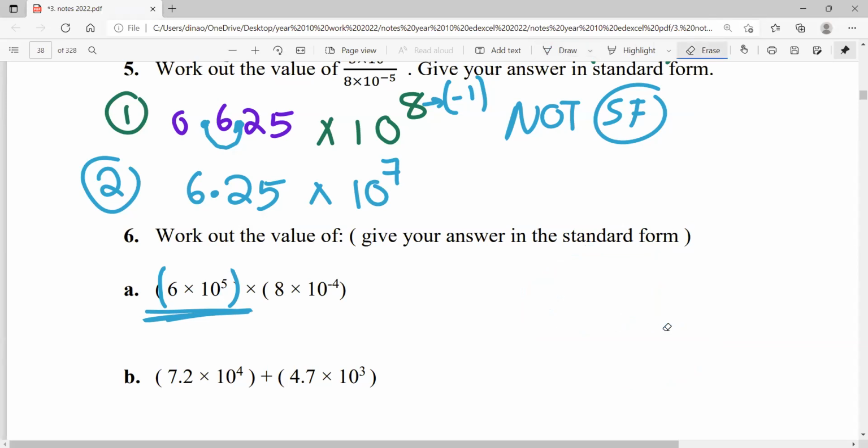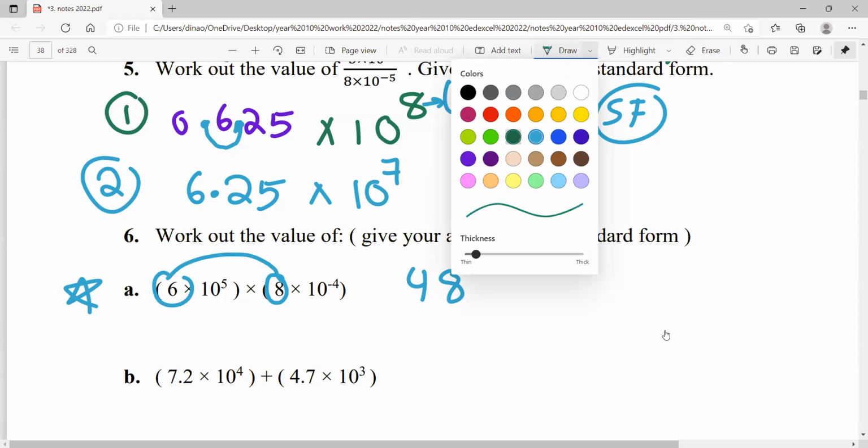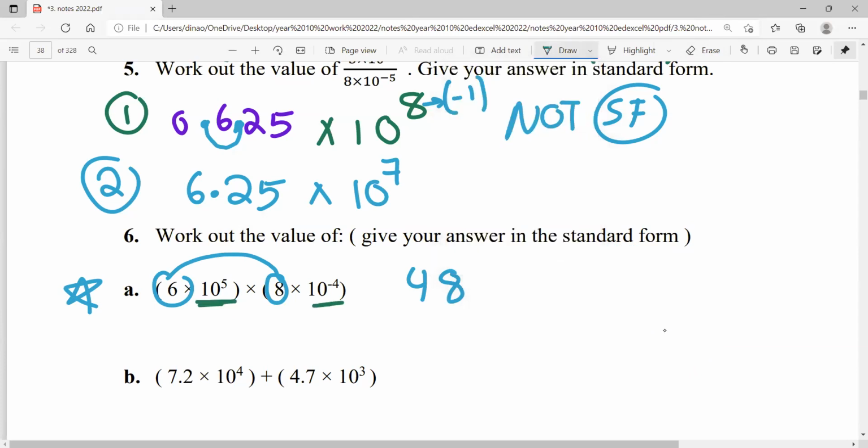We will now try to solve standard form problems with a different approach. For multiplication problems like this, what do we do? Multiply the numbers. This is all multiplication, so I have the right to multiply anything with anything. I'm going to multiply the numbers. 6 times 8 is 48. And then I'm going to work on the tens. 10 to the power of 5 multiplied by 10 to the power of -4.